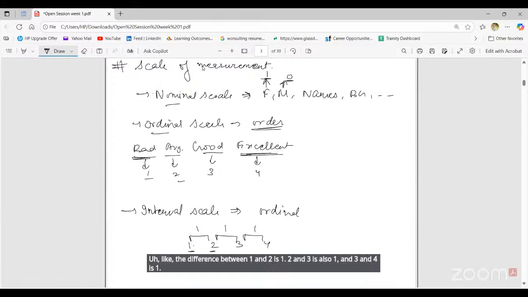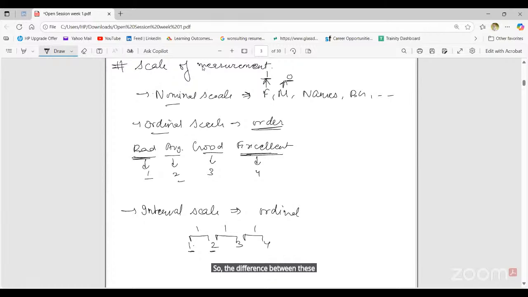So the difference between these intervals will have some fixed quantity, a fixed unit. Okay, so that is my interval scale of measurement.